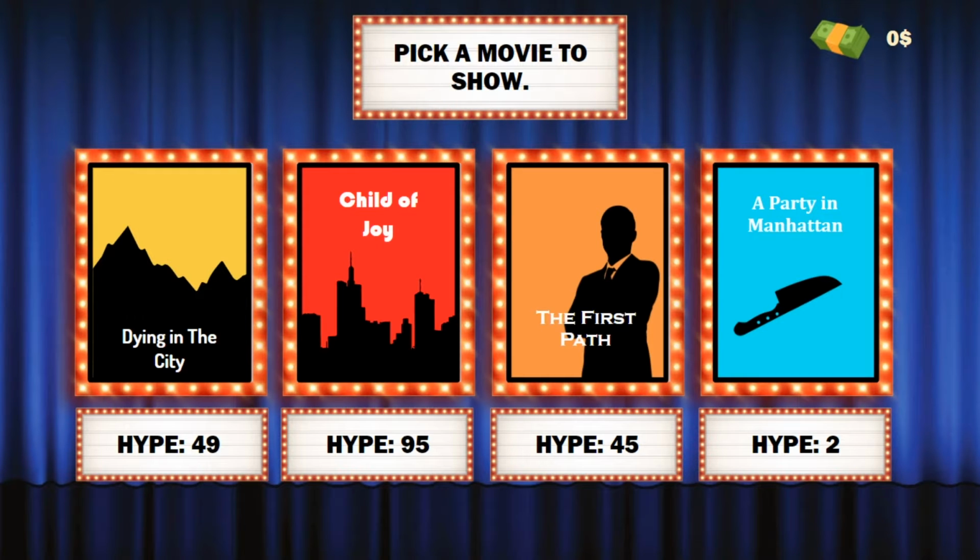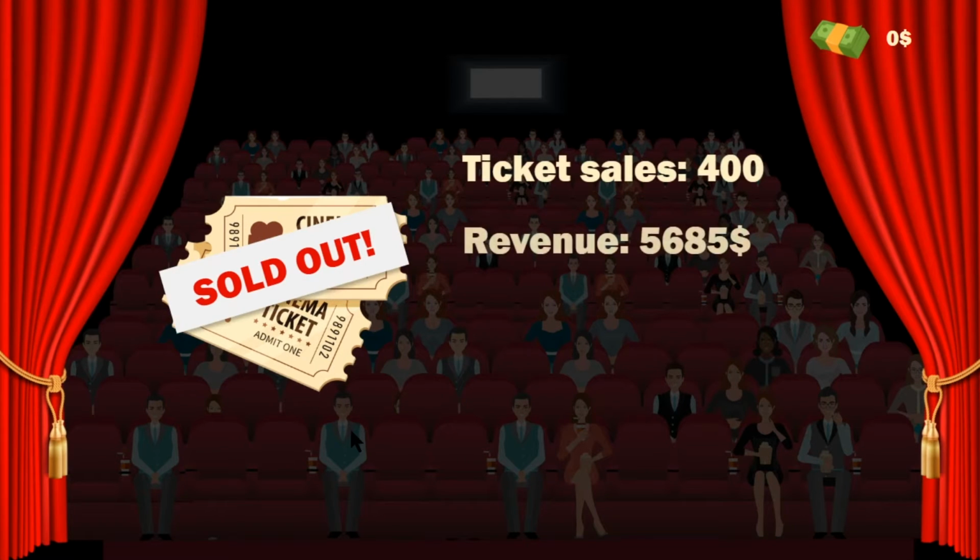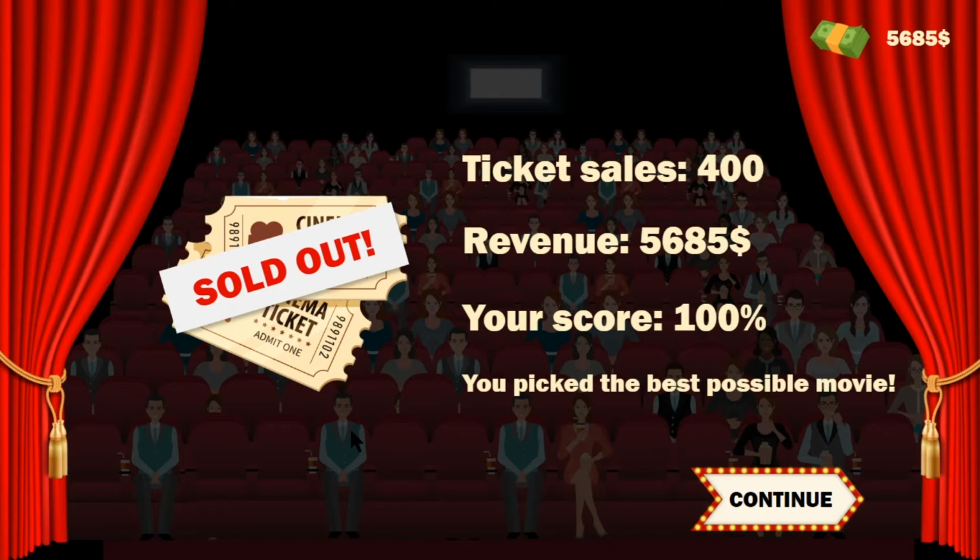I'm just asking you which movie you want to show in your theater, assuming you want the biggest possible revenue. You have some indicators here for how much hype or buzz there is around each movie. So that's how many people want to see each movie. In other words, it's demand, and that's the only thing you're taking into account right now. So you pick the movie and then you see how much audience and revenue you got. Obviously at this stage, all you have to do is pick the movie with the biggest hype, which is super easy, but that's okay because these levels are also acting as a tutorial.